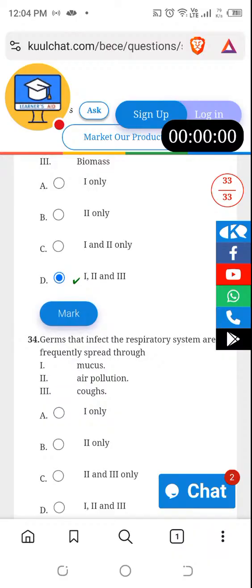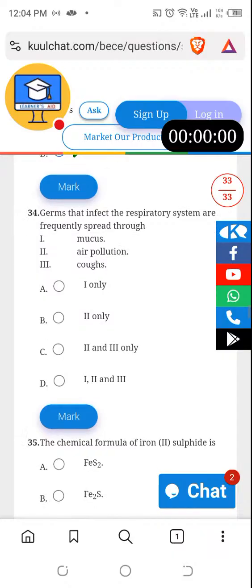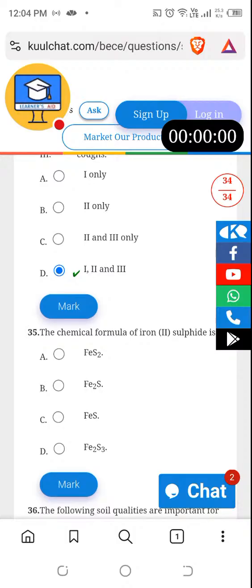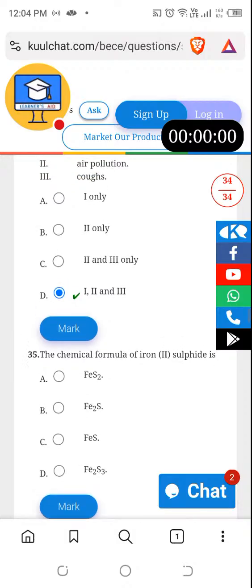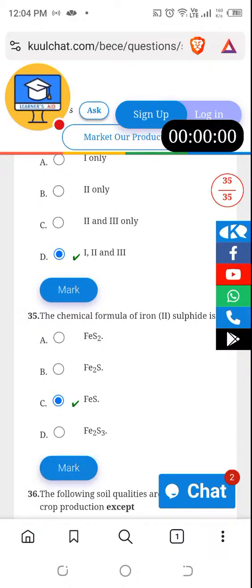Germs that infect the respiratory system are frequently spread through air pollution, cough, and mucus. Oh, absolutely. If someone has a respiratory problem and the person coughs around you, you are likely to get the disease. The same thing has to do with air pollution and mucus. Chemical formula of iron sulfide. This is a no-brainer. It's C, iron sulfide.